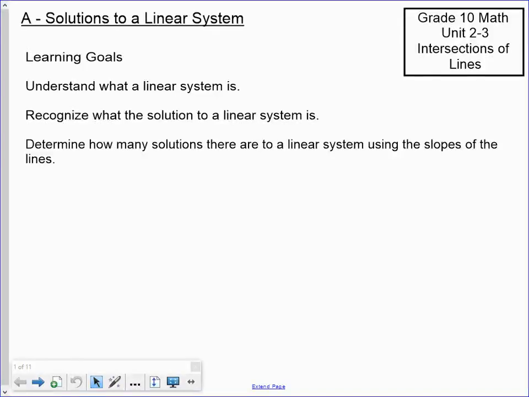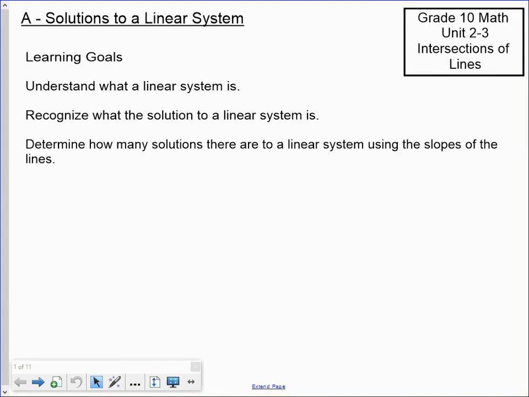All right. This learning guide here is called Intersections of Lines, which is what we're going to be working with a lot. But really, we could call this systems of equations, because really what we're going to be working with throughout this learning guide is looking at what are called linear systems or systems of equations.